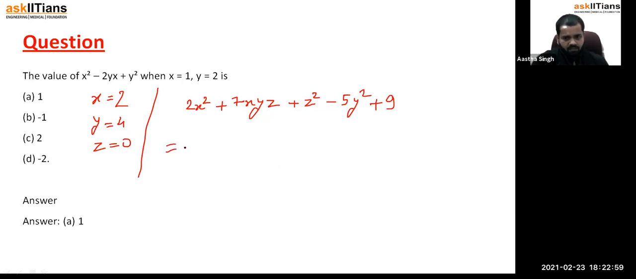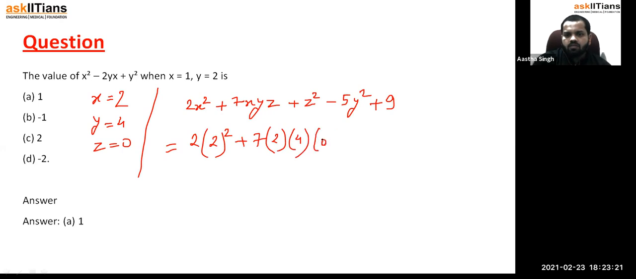For finding the value of the expression, just replace the values of the given variables into the given expression. 2 times x square, x square is 2 whole square, plus 7, what is x? It is 2. Y is 4 and z is 0. Plus z square, z square is 0 square, minus 5, y is 4 given, 4 square, plus 9.